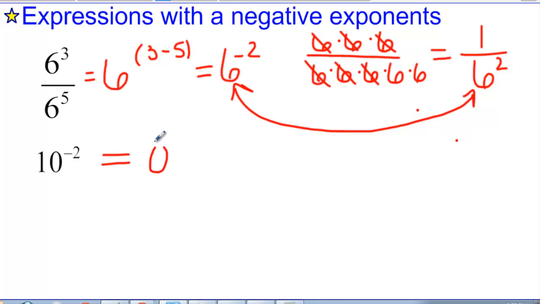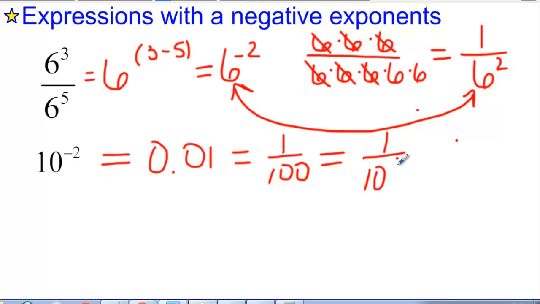If you evaluate 10 to the negative second power on your calculator, you will see that 10 to the negative second power is the same as 0.01. However, if I write that as a fraction, 0.01 is the same as 1 over 100, which is the same as 1 over 10 to the second power. And so just like we showed above, you can see that 10 to the negative second power is the same as 1 over 10 to the second power.